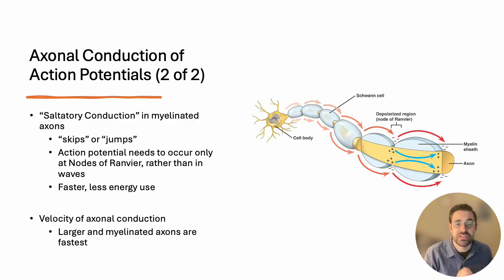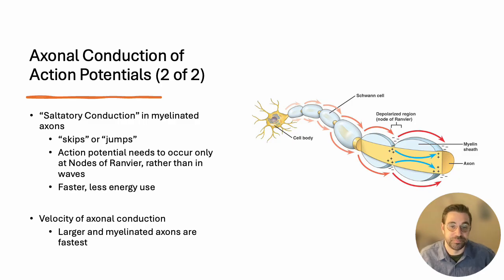It's faster. It uses less energy. I need to do less pumping to get back to normal because there are fewer locations where the depolarization happened. So larger axons, myelinated axons, are a lot faster. They send the signal faster down the axon if you've got this myelin sheath. It's a little bit like in football. It's faster to throw from here to here than it is to run the whole way down. So it's faster to jump than it is to run.